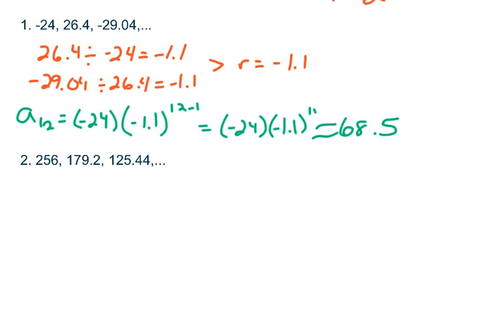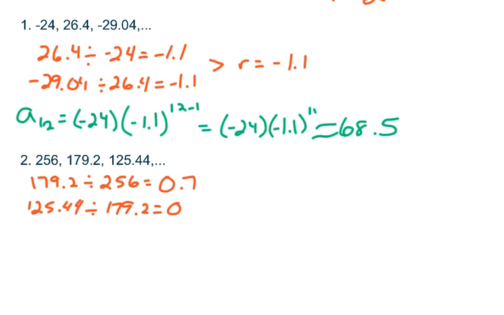Okay, number 2, 256, 179.2, 125.44. Again, we need to find our common ratio first. So we're going to take 179.2 and divide it by 256. And when we do that, we're going to find that is 0.7. Again, 125.44 divided by 179.2. That is also 0.7.